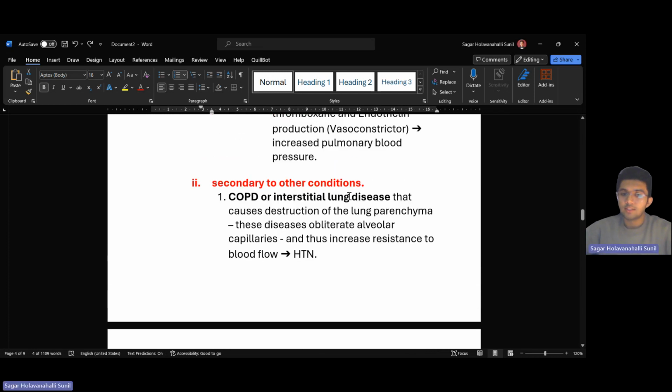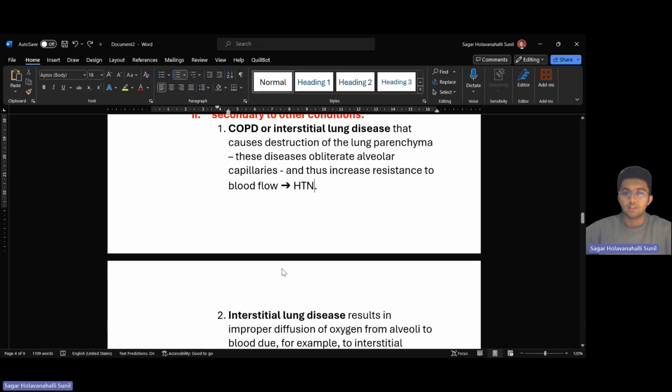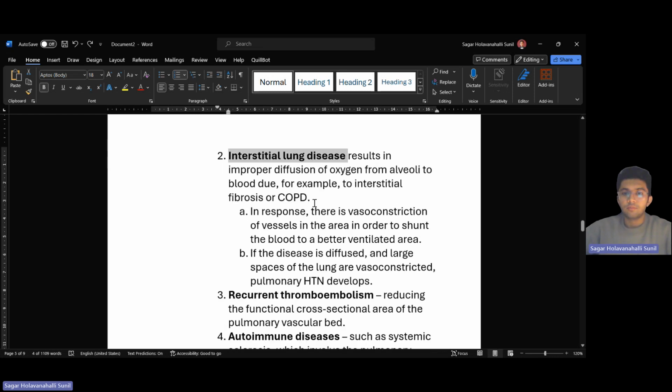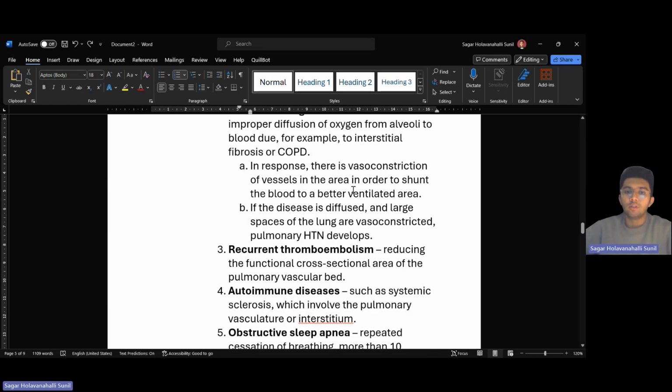Again, COPD or interstitial lung disease, as I mentioned earlier, is going to cause destruction of lung parenchyma and it's going to obliterate the alveolar capillaries, therefore decrease cross-sectional area and therefore increase resistance. Same thing goes with interstitial lung diseases. Also, another point that I mentioned earlier, when you have an improper diffusion of oxygen because of COPD or interstitial fibrosis, there's going to be a reflex vasoconstriction. And again, like I mentioned earlier, the blood flow is going to get redirected to oxygen-rich areas. So that's going to happen.